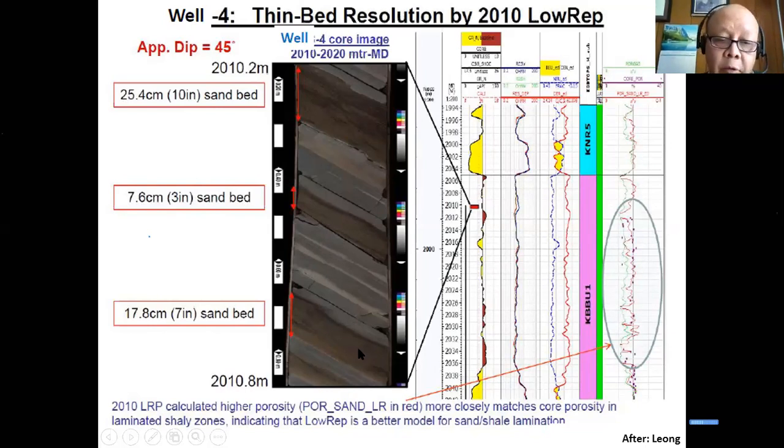In this study, we computed the porosity of sand, shown in red color. I don't know whether you can see it here, in red color. It matches quite well with the porosity from the core data.